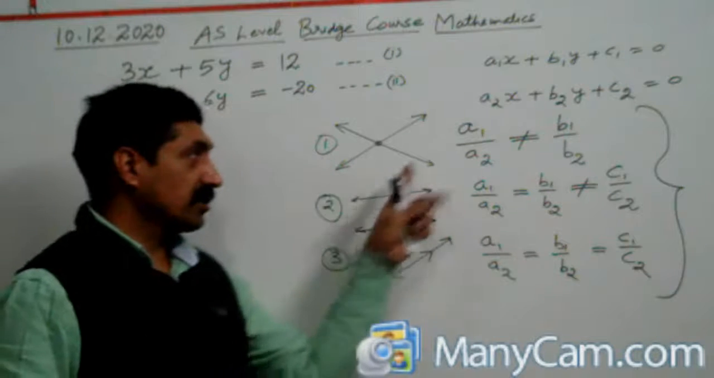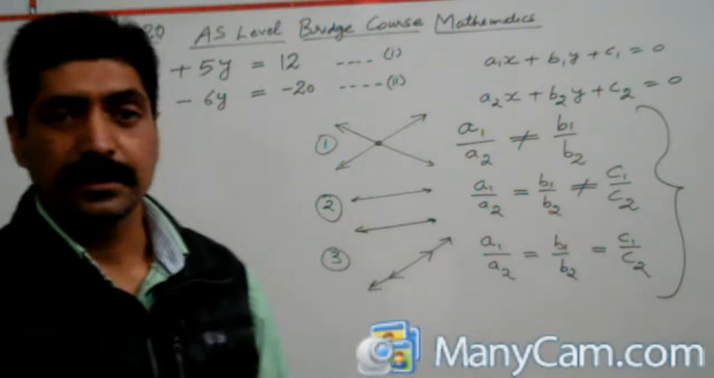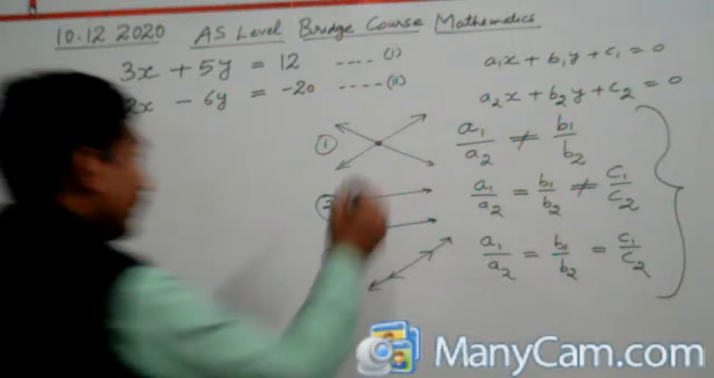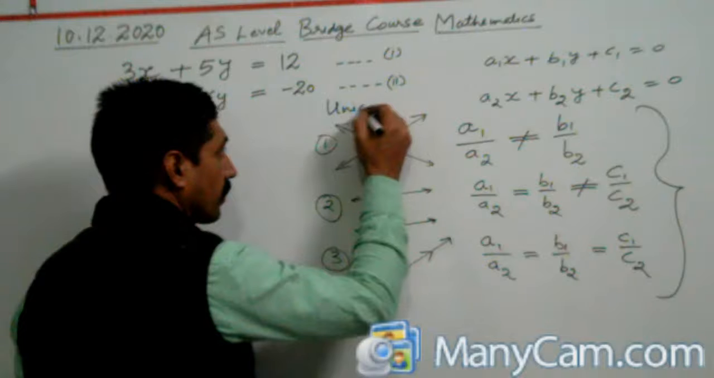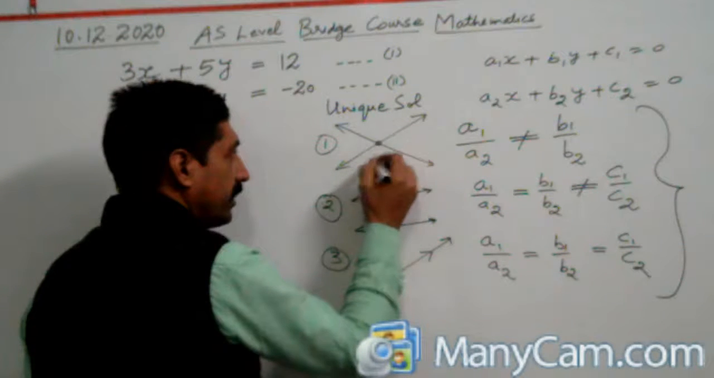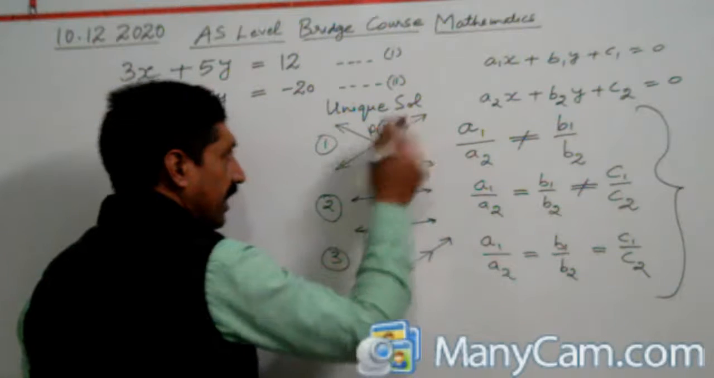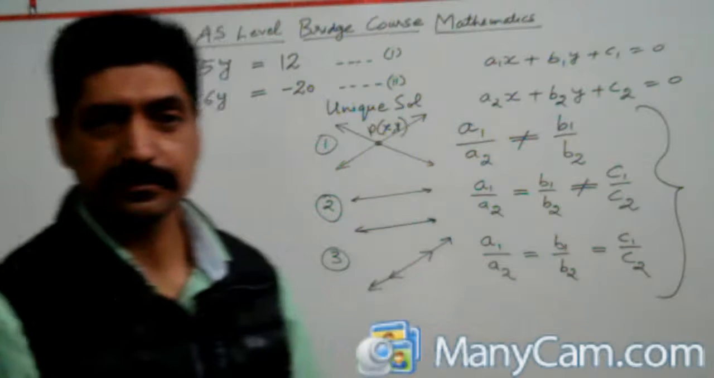In the first case, the pair of linear equations has a unique solution. Here it is a unique solution, where this point, like point P, its value of x and y gives the unique solution, right?